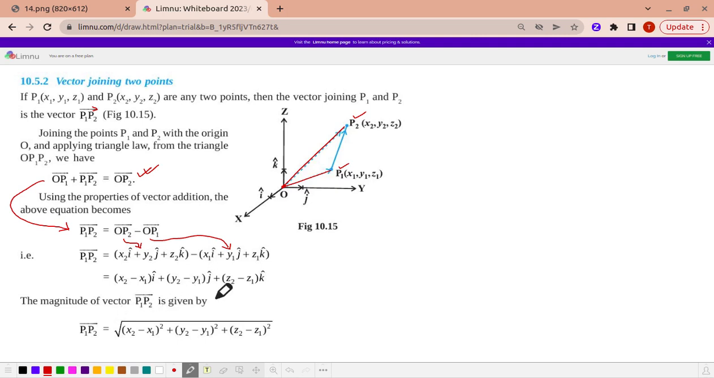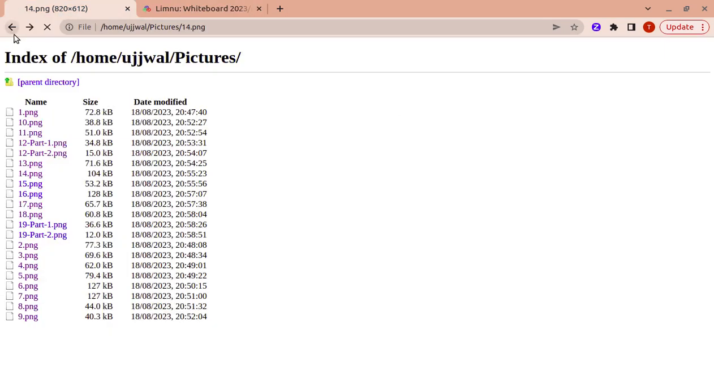And what will be the magnitude? That is square root of i component square plus j component square plus k component square. That means x2 minus x1 whole square plus y2 minus y1 whole square plus z2 minus z1 whole square. That is nothing but the distance formula between 2 points, if you remember. I hope you got a very clear idea about the vector joining 2 points.